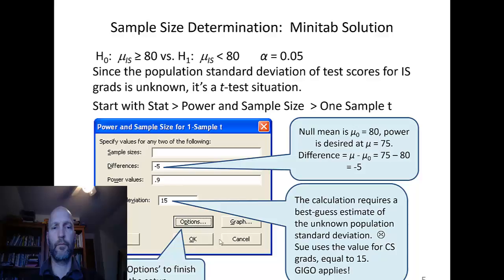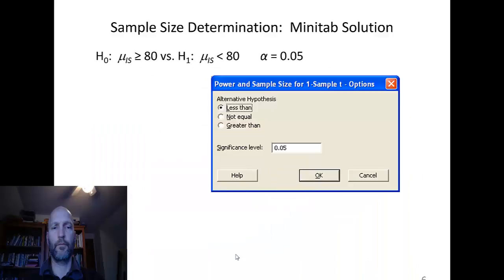And then finally, you want to go to Options to finish the setup, and the two options that we have are determining the alternative hypothesis. In this case, we have a left-tailed test, so the alternative hypothesis is less than, and the alpha level is 5%, so we need to make sure we put that in there. Alpha is 5%.